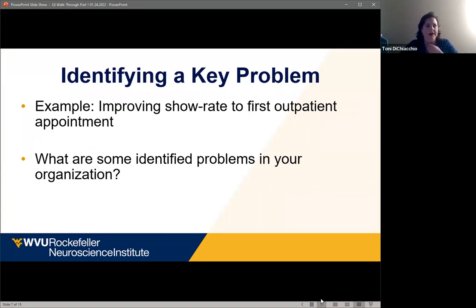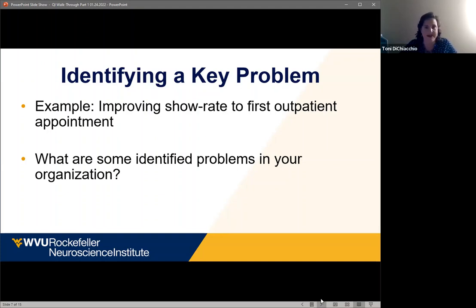So let's look at an example here. A team might be interested in improving show rates to a first outpatient appointment, and how a clinic might know that's a problem could be multiple ways. They could just know they're below the industry standard for show rates, or above the industry standard for no-show rates. They could have had better show rates 2 or 3 years ago and noticed a declining show rate over the past 24 months. That's how they would identify that as a problem.